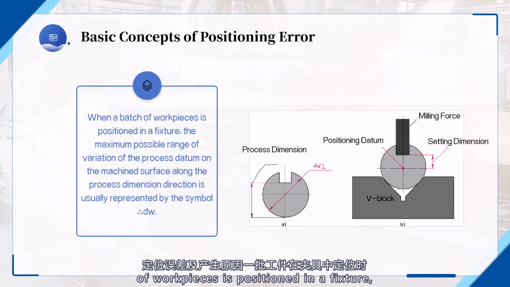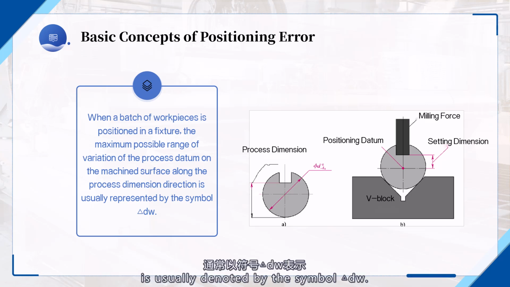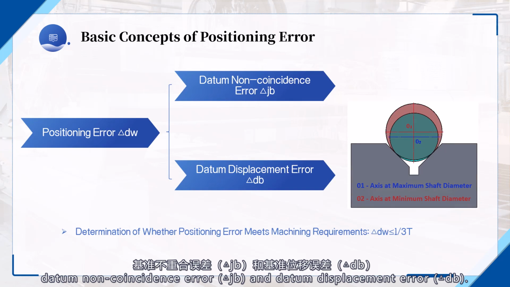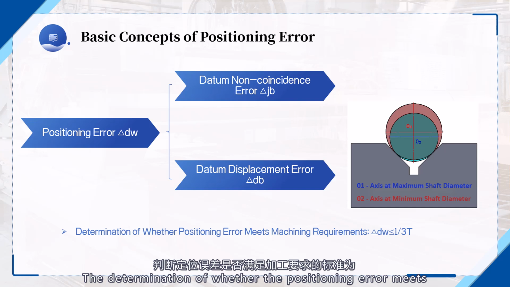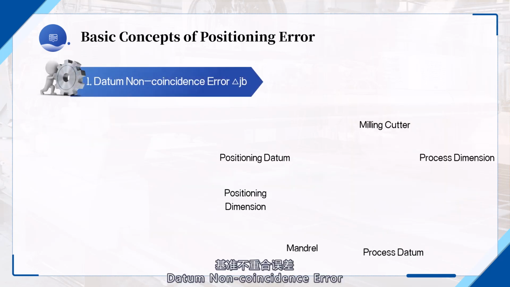When a batch of workpieces is positioned in a fixture, the maximum possible variation range of the process datum of the machined surface in the direction of the process dimension is usually denoted by the symbol ΔW. It mainly consists of two parts, datum non-coincidence error ΔB and datum displacement error ΔY. The determination of whether the positioning error meets the machining requirements is given by ΔW = ΔB + ΔY ≤ 1/3 of the tolerance.